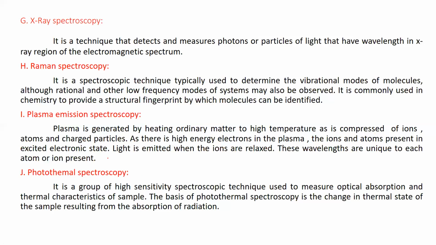And the last one in spectroscopic types is photothermal spectroscopy. It is a group of high sensitivity spectroscopic techniques used to measure optical absorption and thermal characteristics of the sample. The basis of photothermal spectroscopy is the change in thermal state of the sample resulting from the absorption of radiation. These are the different types of spectroscopic techniques we are going to use in pharmaceutical analysis.